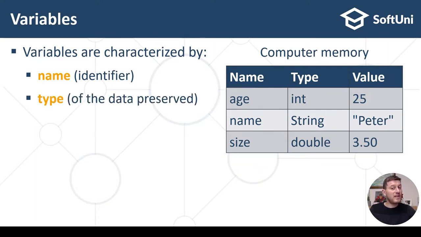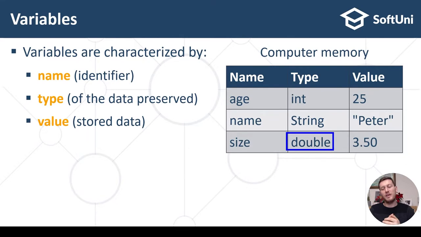It may have type. Variables usually have type. In some languages, they don't have type, but the type depends on the value, and they have value. So for example, we can have a variable called age, which is of type int, integer value, and it holds a value of 25. Or we can have a variable called name, which is of type string or text, and it holds the value Peter. And we can have a variable named size, which is of type double, decimal number with double precision, and it may hold a value like 3.50.